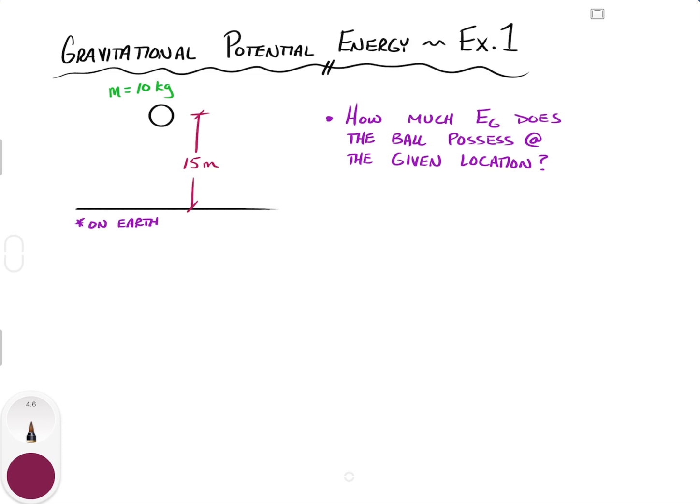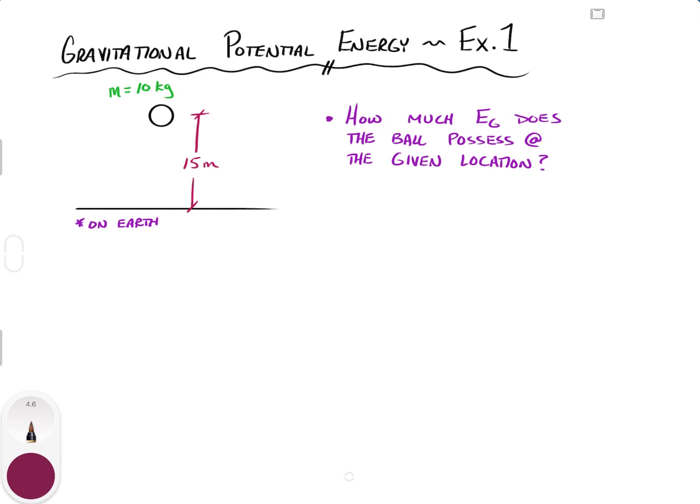So let's take a look at example one for gravitational potential energy. Nice simple one. We have a 10 kilogram mass. It is held 15 meters above the ground, and we will assume this takes place on Earth. So a pretty standard question would be, how much gravitational potential energy does the ball possess at that given location?